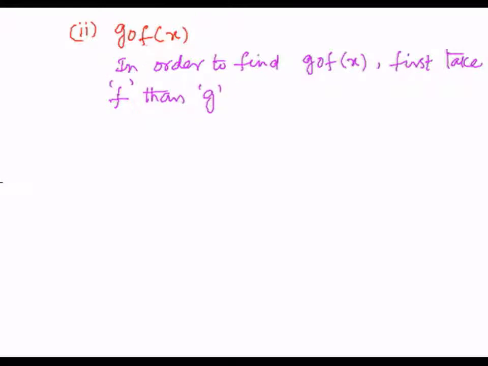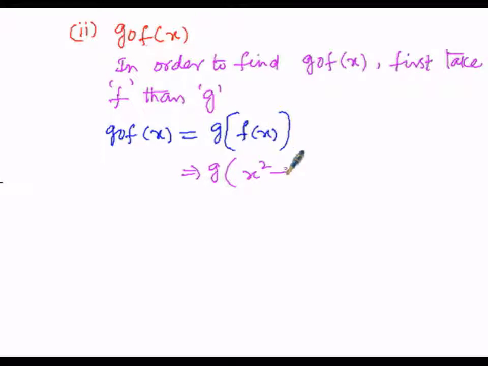Now the same g of f of x can be written as g, when the circle is removed, we write a square bracket, then f of x in the place of the circle composite. So we have placed the square bracket, then f of x. That implies g of f of x, but as per the problem f of x is x square plus 2.